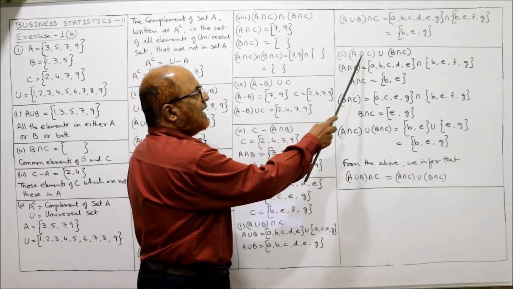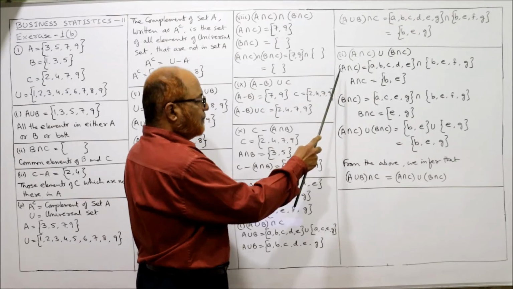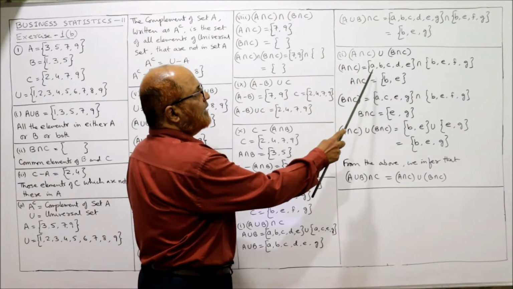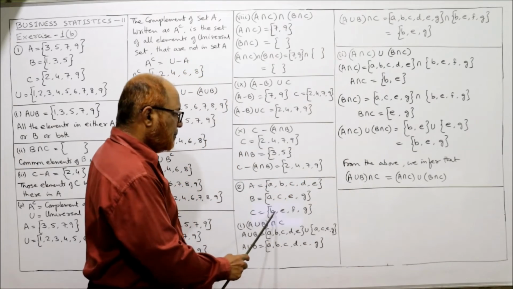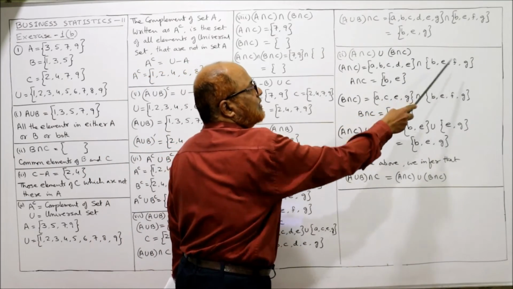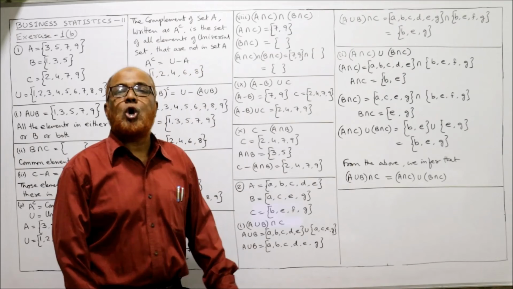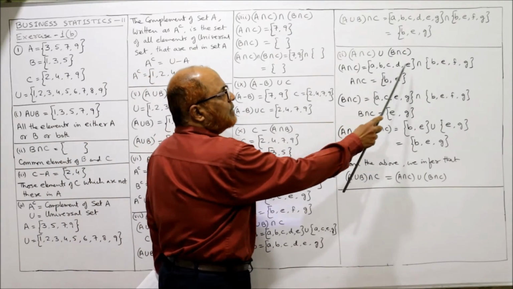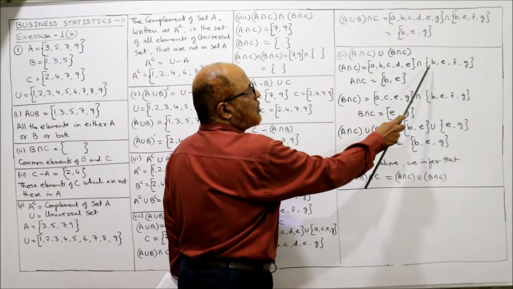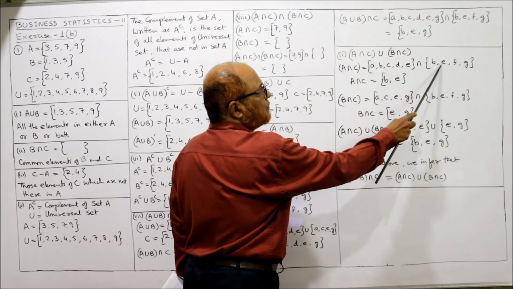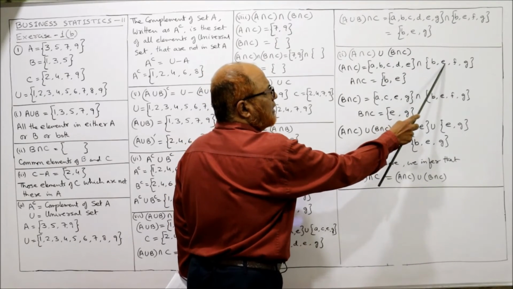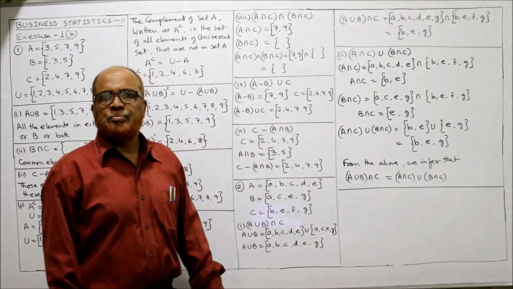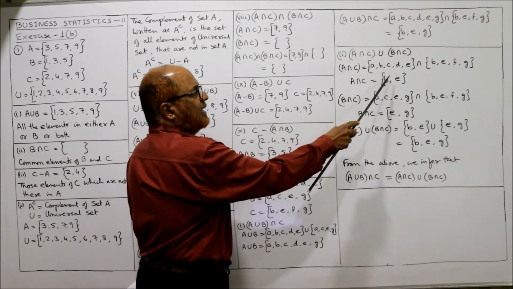So first of all, A intersection C. What is A? A, B, C, D, E. Intersection C. What is C here? B, E, F, G. Now intersection means common elements. What are the common elements in these two sets? B is common, E is common. Only two elements are common. So A intersection C is B and E.